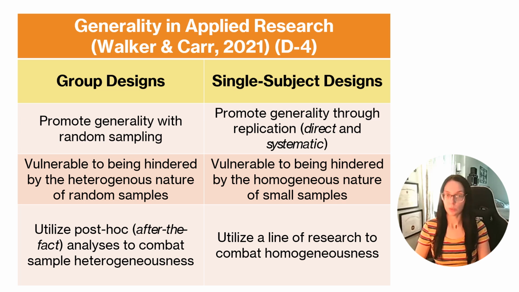Walker and Carr, 2021, described generality and applied research for both group and single-subject designs. Within group designs, generality is promoted by using random sampling, but this makes the designs vulnerable to being hindered by the heterogeneous nature of random samples. To combat this, post-hoc or after-the-fact analyses are conducted. For single-subject designs, generality is promoted through replication. This makes the designs vulnerable to being hindered by the homogeneous nature of small samples. To combat this, researchers utilize a line of research.